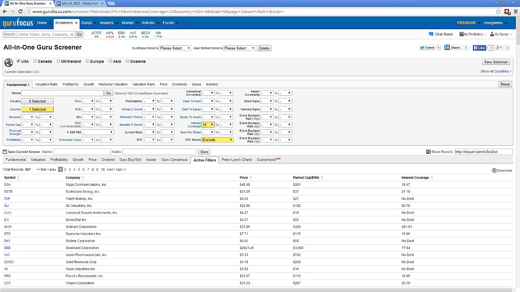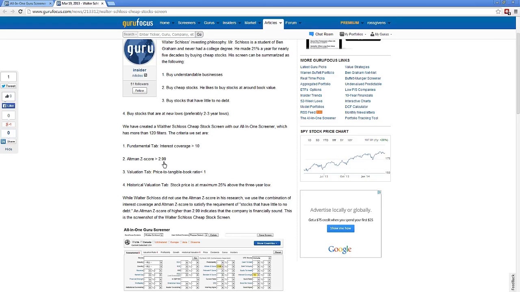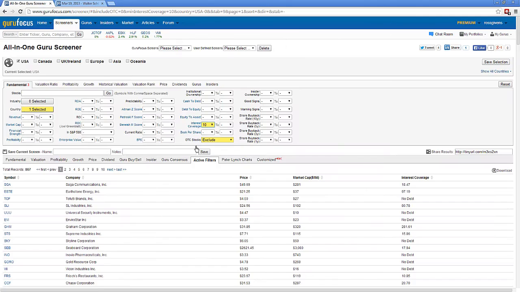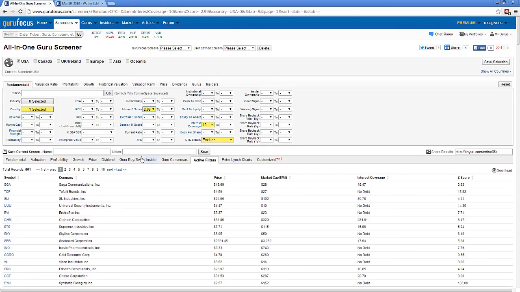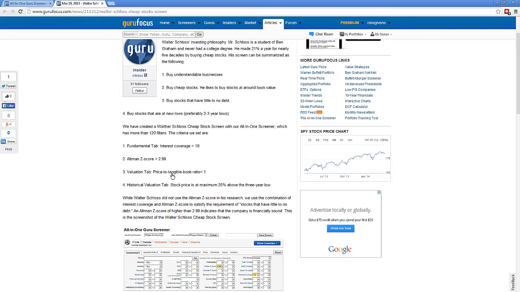All right. And the other metrics he looked for, Altman Z-score of greater than 2.99, so essentially 3 or better. That's on the fundamental tab as well, so we'll put that in there as a minimum. Brings us further from 867 down to 661. And he wanted price to book less than 1. So we wanted cheap stocks, right? Stocks trading at a discount to their book value.